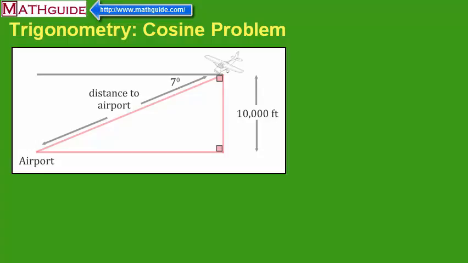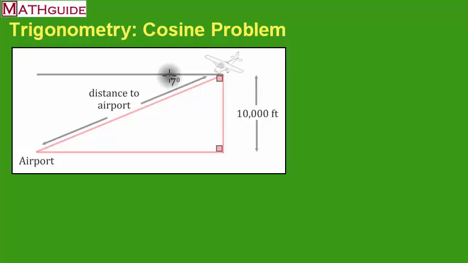We're going to take a look at a trigonometry problem that's going to require us to use the cosine function. So here I have a problem, and in this problem you can see that there's an airplane. And the airplane is traveling, according to this given information, at a 7-degree angle of depression.